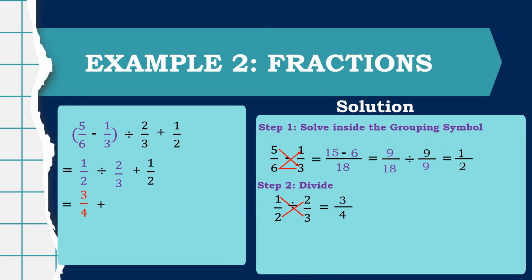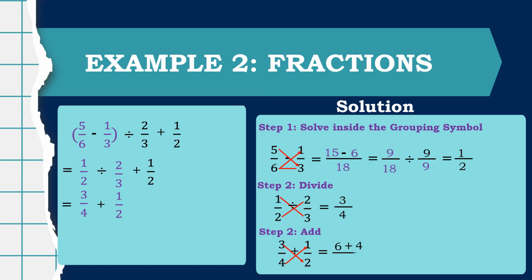So our answer for step 2 is 3/4 plus 1/2. We're just going to put it down. Then, last step is we're going to add. So 3/4 plus 1/2. Again, our fractions are having different denominators. So we're going to use the cross product method.